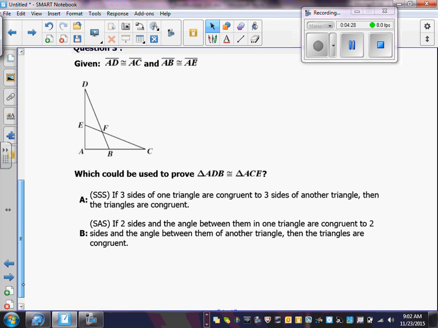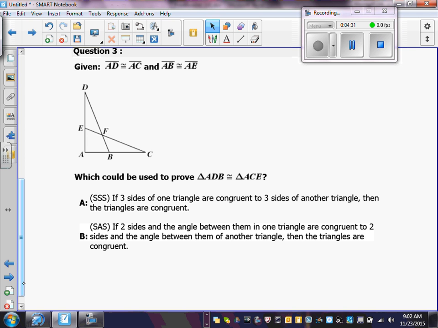When it comes to number 3, this is an overlapping triangle. You will not be tested on it in this test, but you will when we come back from the Thanksgiving break. We will do a day of review and we will have a couple of questions to go over it. It says which can be used to prove that ABD, which is this triangle, is congruent to ACE, this triangle.